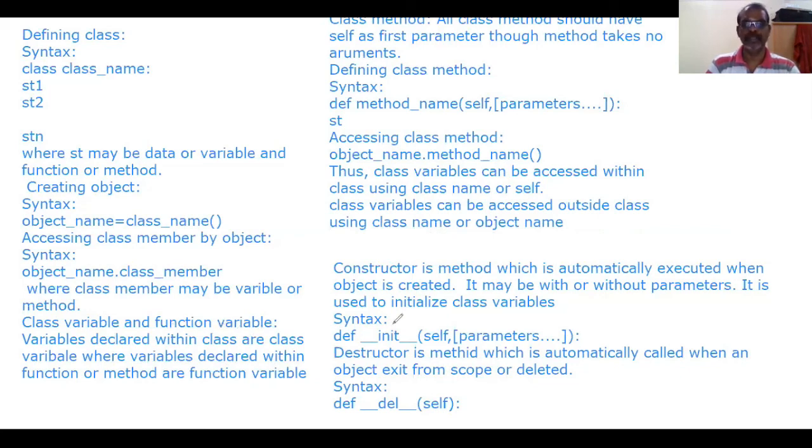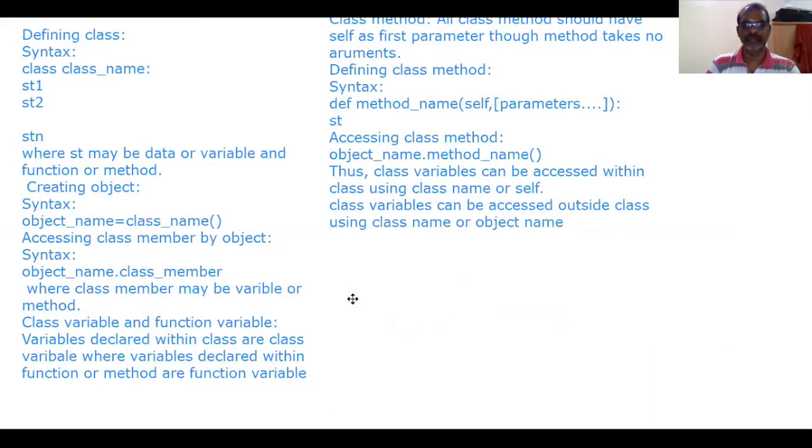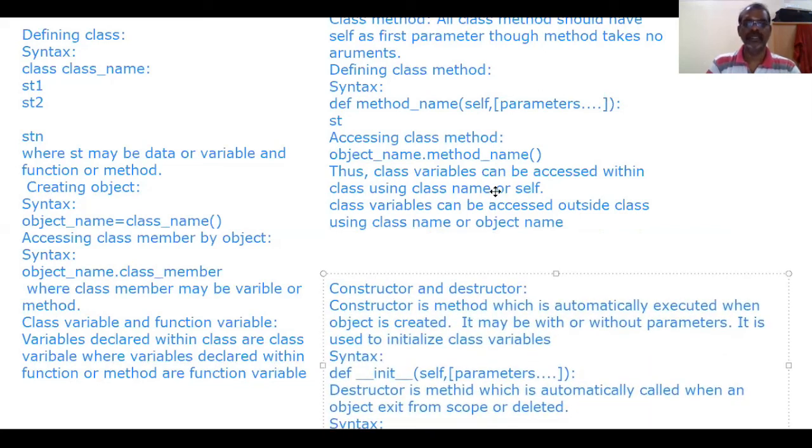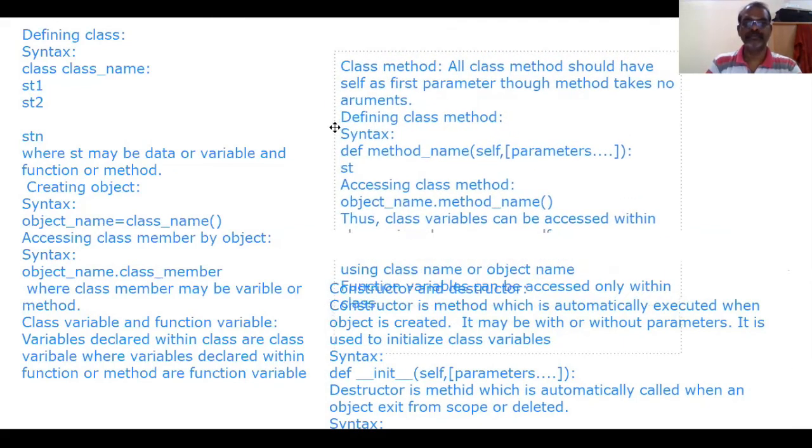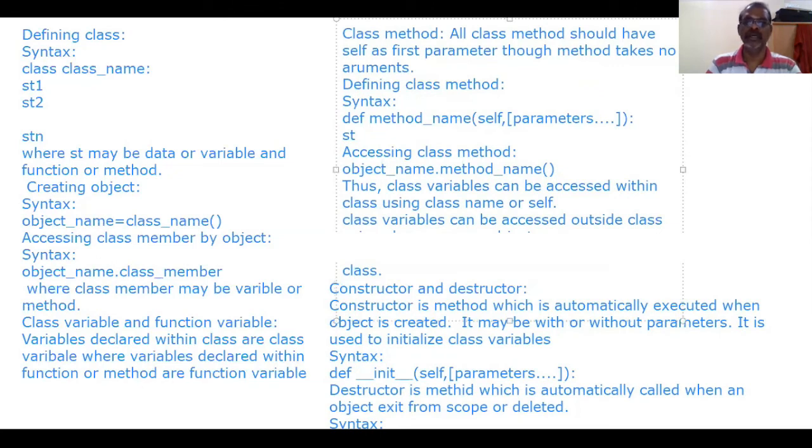How can we access class variables and function variables? That is very important. Class variables can be accessed within the class using the class name or self. Class variables can be accessed outside the class using the class name or object name. Outside the class, you should not use the self keyword. Inside the class only you should use it. Then class methods: a class method should have self as the first parameter, even though the method does not need any argument. That is the concept.